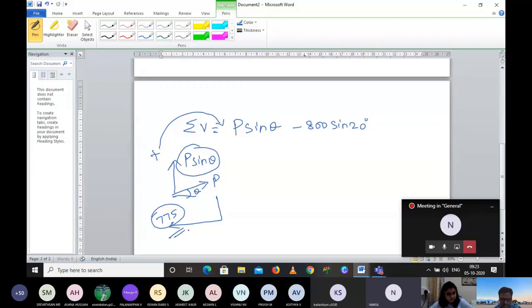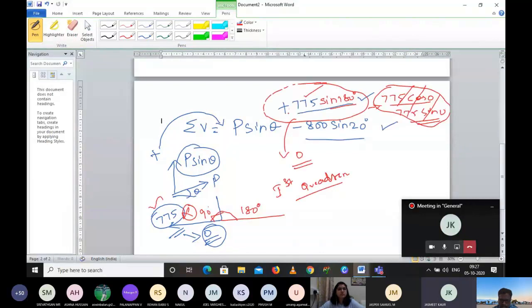Please take a note, guys. 775 cos 90, this value will be 0. Based on this particular component, 775, I am bringing it to the first quadrant. So when I am bringing it to the first quadrant, it is 180 degrees. When you are putting sine 0, it will give the same value, right? Yes, sir.